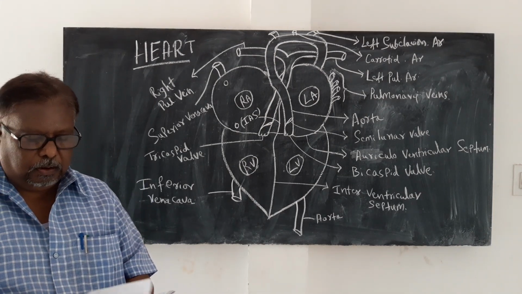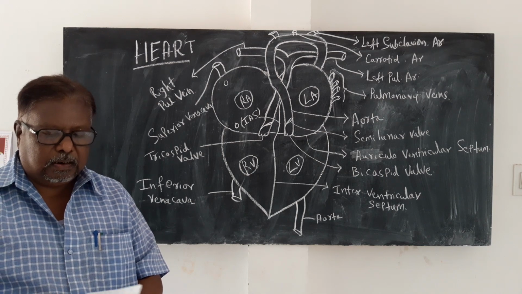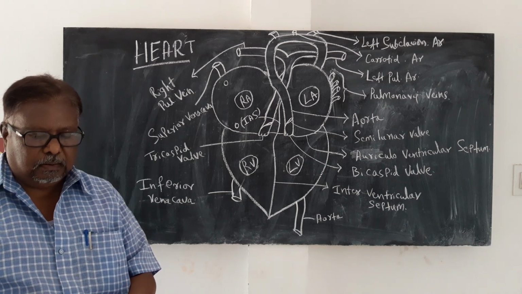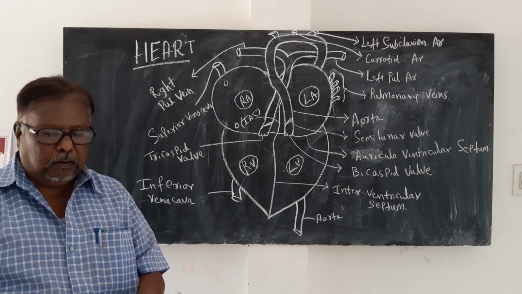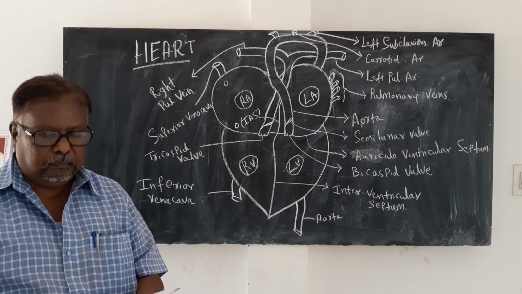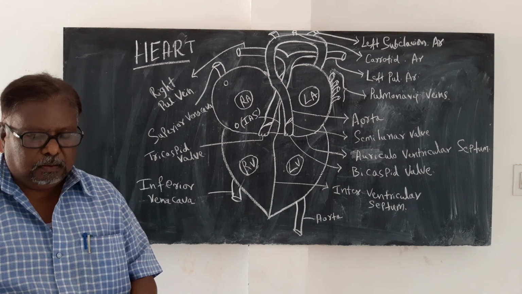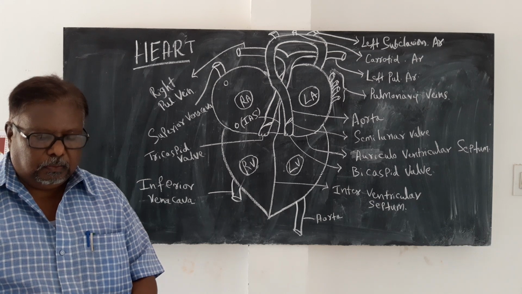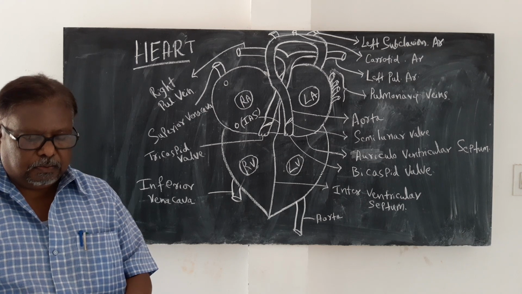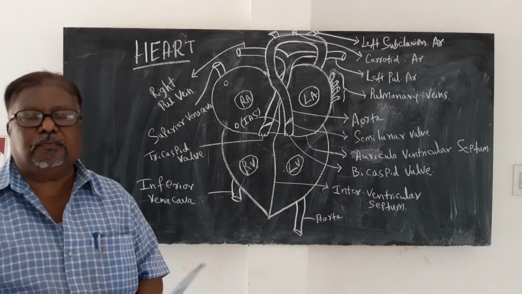Today we are going to a new class, that is structure of heart and the circulation of blood. So blood circulation and the heart, the structure we have to study. I have drawn the figure on the board. Please go through the different parts of the circulatory system. Today we are going to start with the circulatory system.